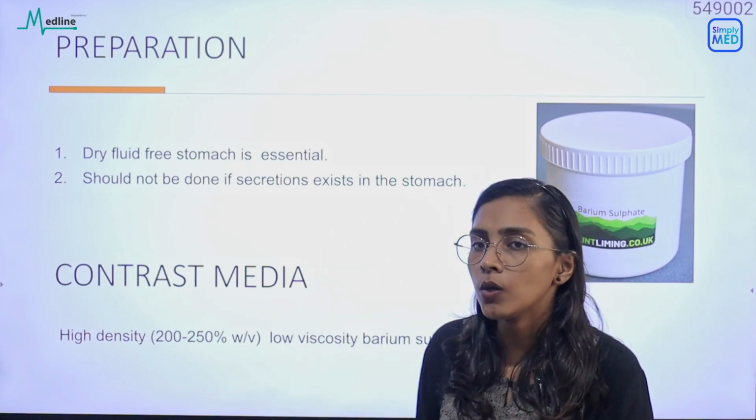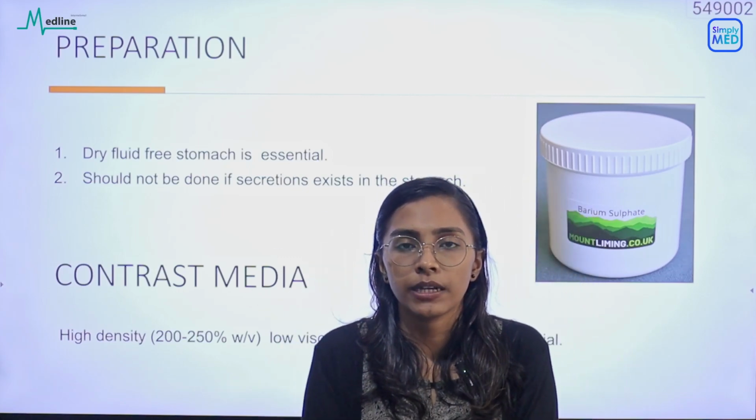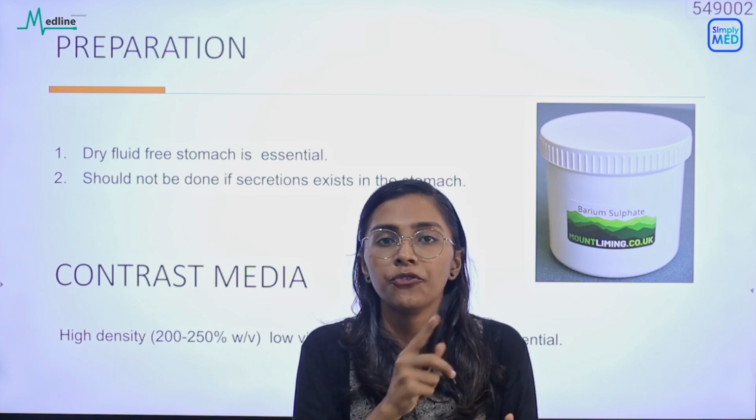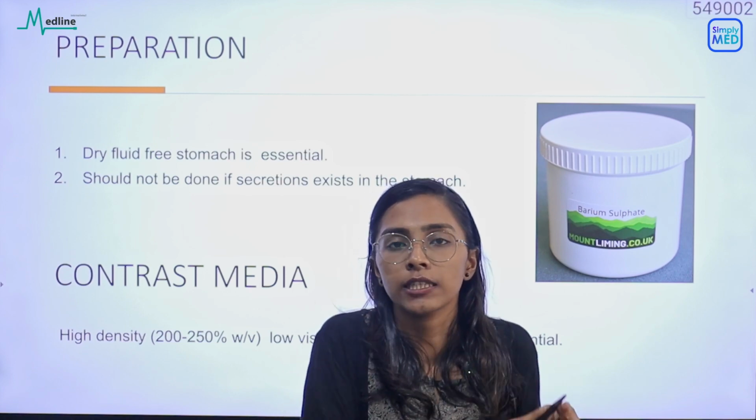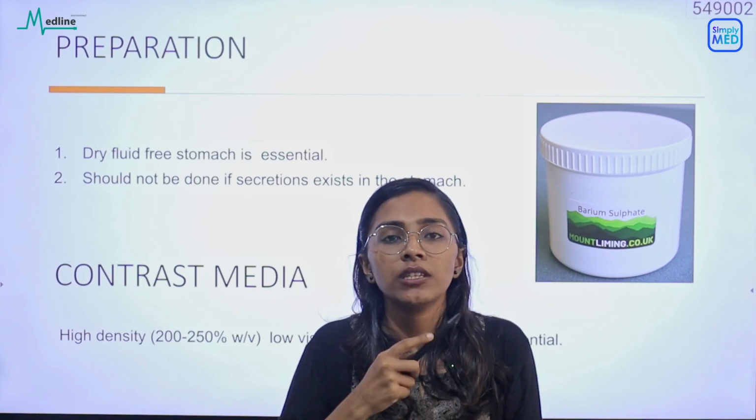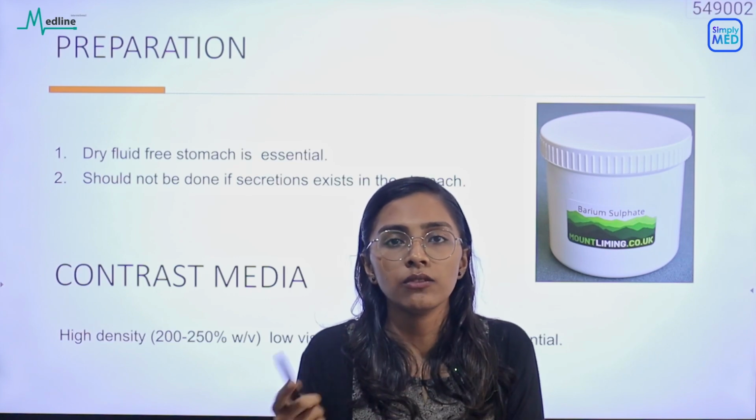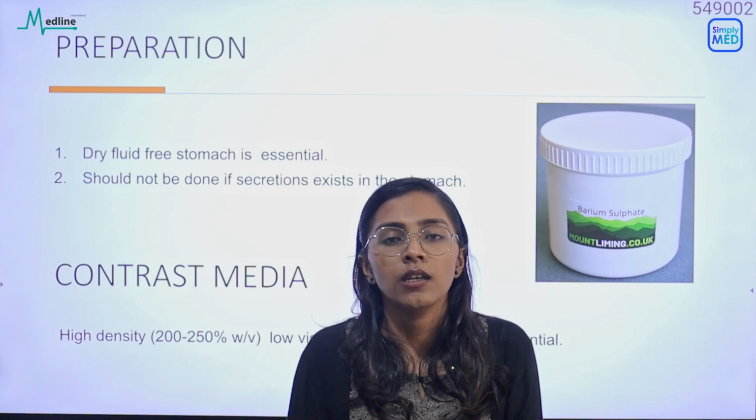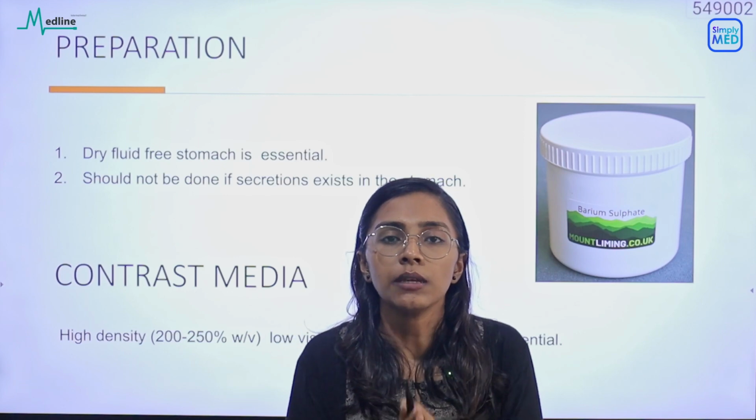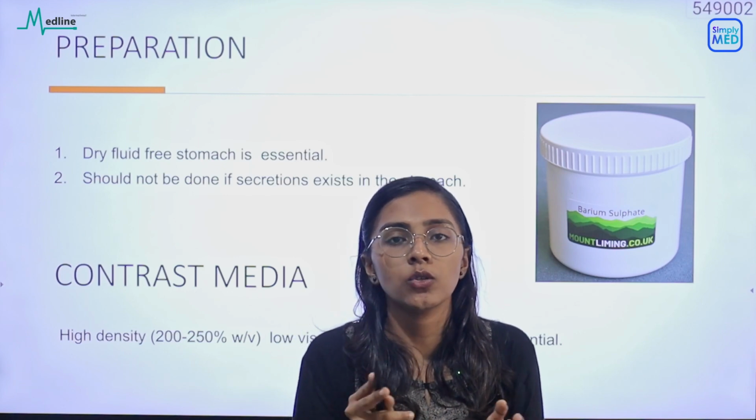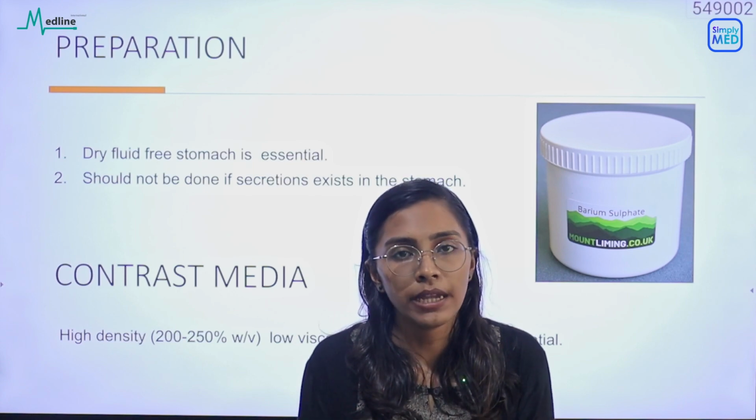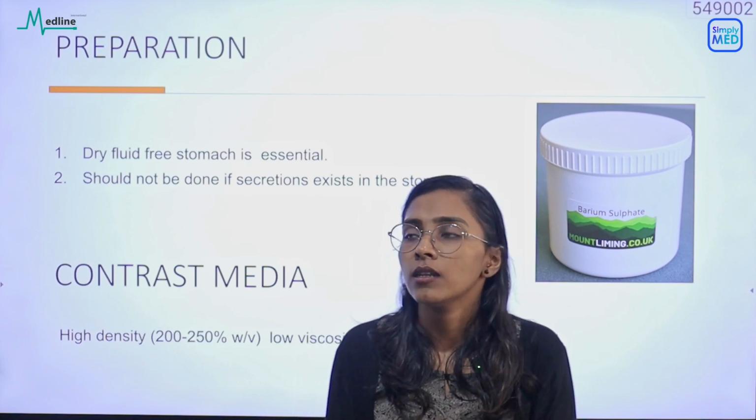Now, the preparation. Unlike single contrast, we have two contrast agents here. We have one barium sulfate suspension, and we also have a gas producing agent. So, which is the contrast agent that we use for double contrast study? We use a high density, low viscosity barium sulfate solution, that is a 200 to 250 percent weight by weight barium sulfate solution.